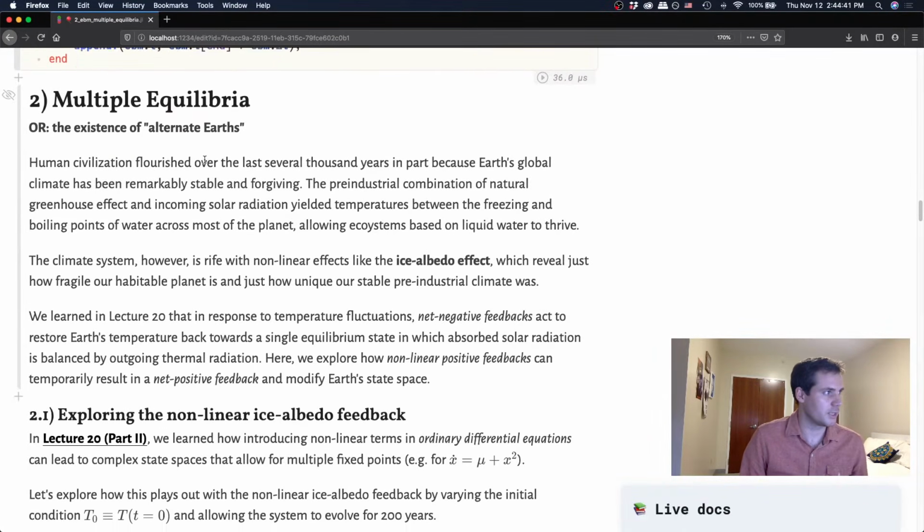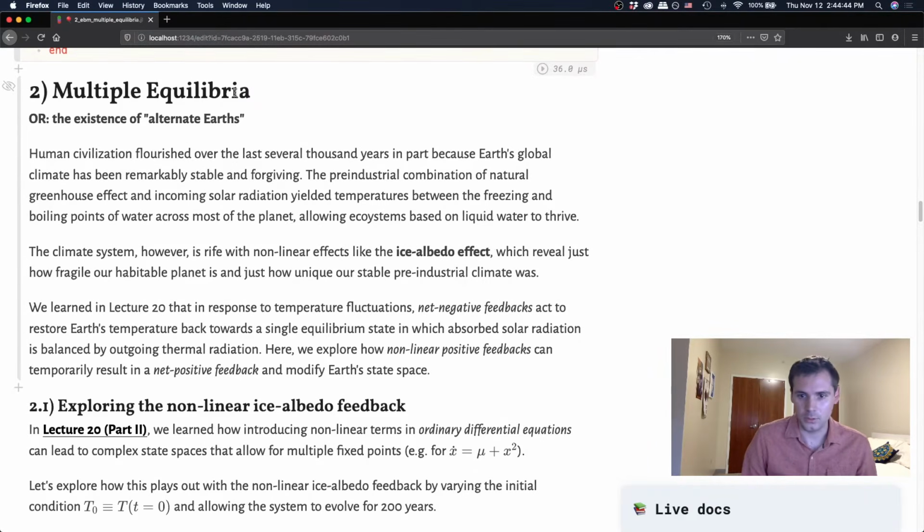And so basically what we're going to see in this section is that this is now going to permit multiple equilibria.